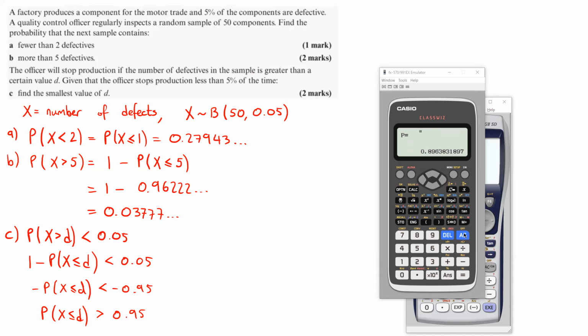So when I put D in there of 4, this number here is less than 0.95. So I know I need to go bigger. If I put 5 in, this number is bigger than 0.95. So I therefore know my answer is D. From this, I can just say the probability of X less than or equal to 5 is 0.96222, which is greater than 0.95. And then therefore D equals 5.